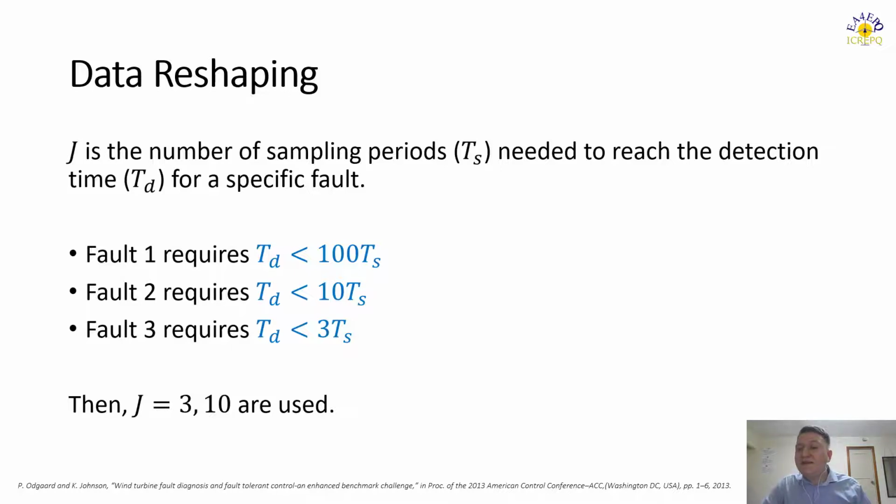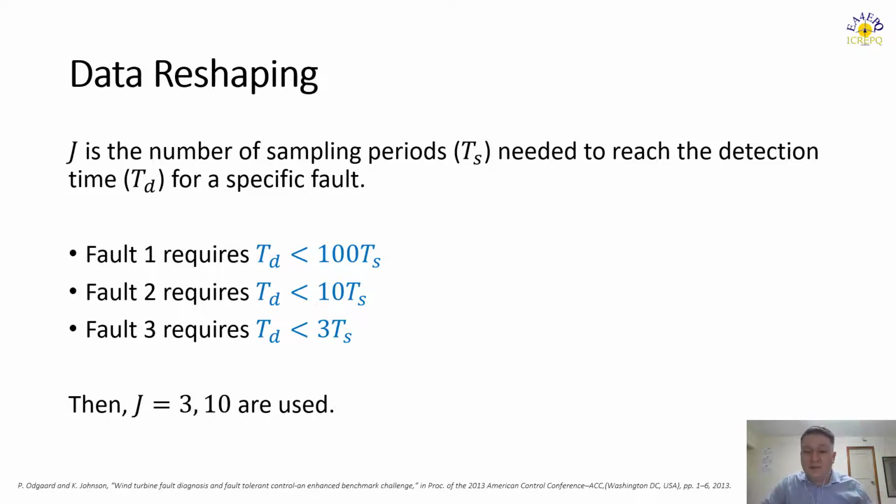It's related to sampling time, because we have the detection time in terms of the sampling time, as we show in this slide. For example, for fault 1, this requires fulfilling that the detection time is less than 100 times the sampling time. The number of times we also call J, or the number of sampling periods. In this work, to be more restrictive, we selected two shorter numbers of sampling periods, which are in this case 3 and 10.